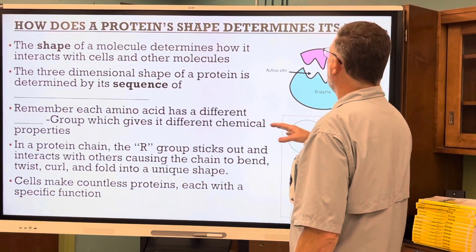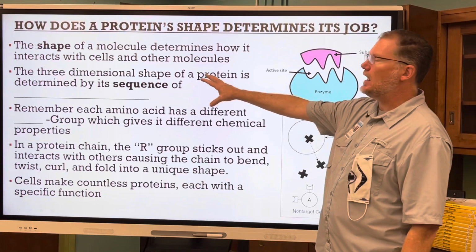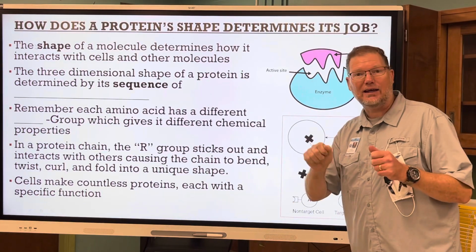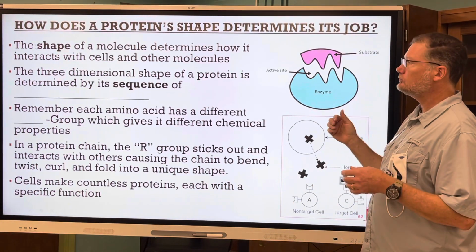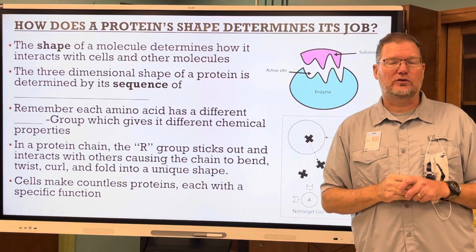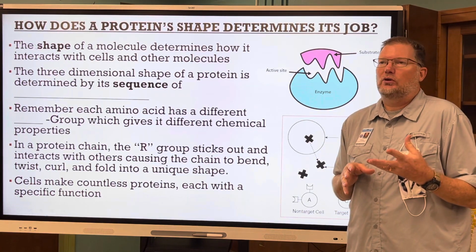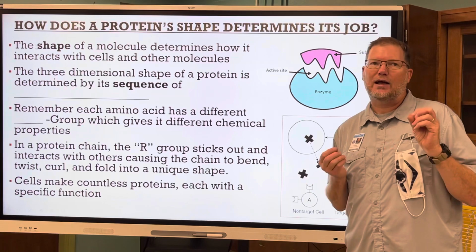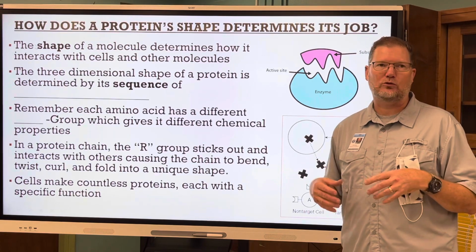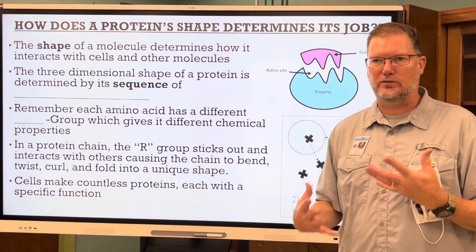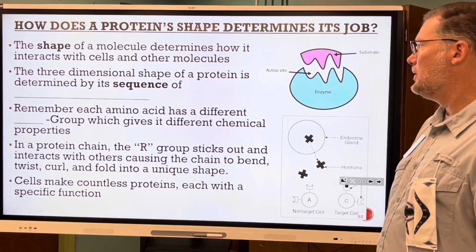So how does a protein shape determine its job? The shape of a molecule, it's kind of like a lock and a key, really, determines how it interacts with other cells. Some proteins will act with your bone cells. Some proteins will act with your skin cells. Some others will act with your intestinal cells and things like that, or your brain cells.